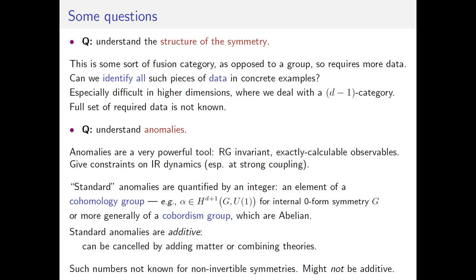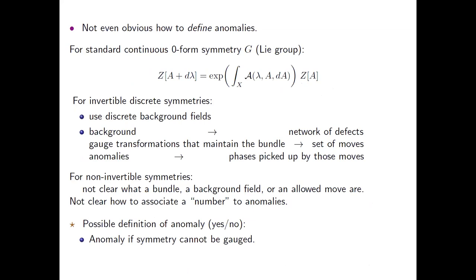But all these groups are abelian, and so, in fact, these are essentially numbers. Besides, since these are abelian groups, the standard anomalies are additive. So you can always try to cancel an anomaly by adding matter to a theory, or maybe combining different theories such that the total anomaly vanishes, and then when it vanishes, you can gauge the diagonal part of the group. Now, for non-invertible symmetries, how to associate numbers to anomalies is not known. In fact, it's not even obvious that it's possible to associate numbers, because it's not obvious that these anomalies are additive. So it's not obvious that you can just combine theories and cancel it. One question is to understand what is the structure of anomalies.